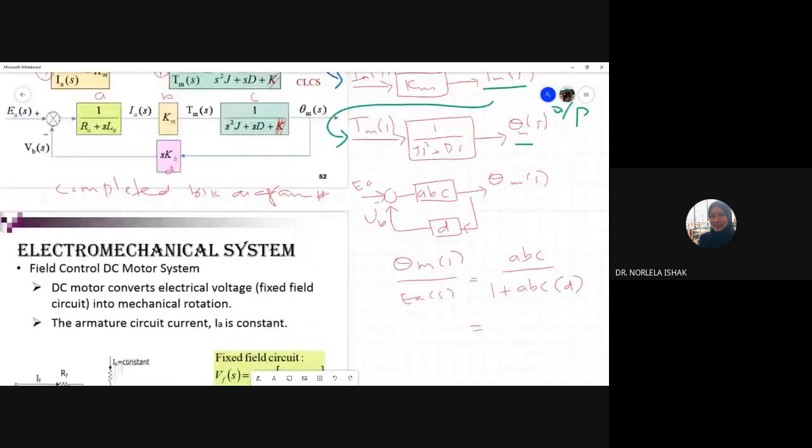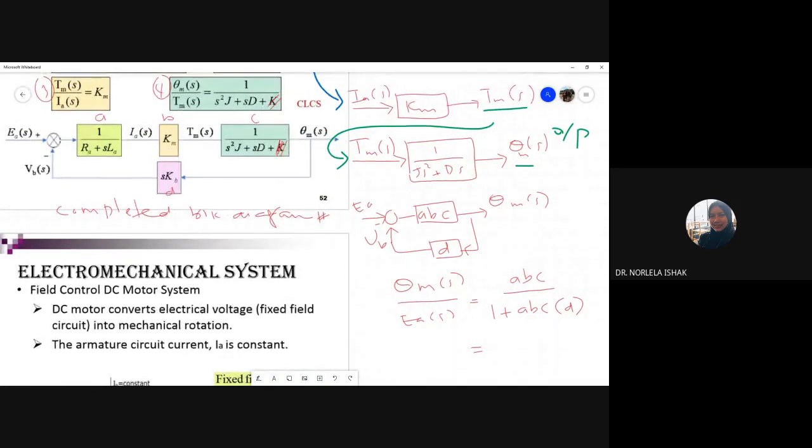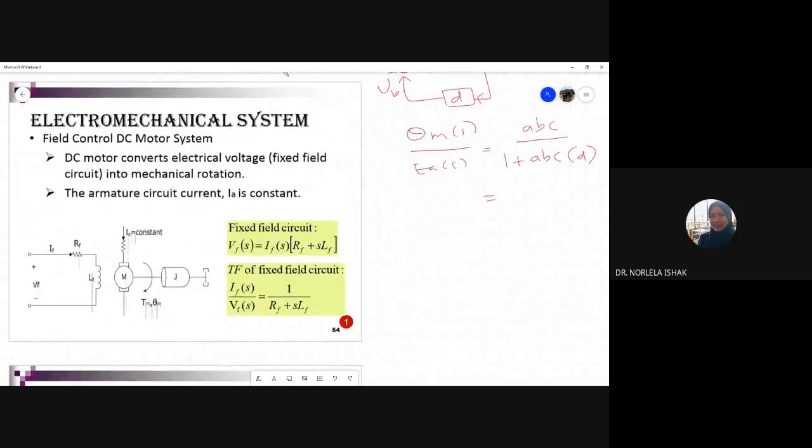That's our first system, or our first case study: the armature control DC motor. The second one is the field control DC motor. This is what the field circuit looks like. We have a field circuit controlling the DC motor, and the load, or the plant, is a rotational mechanical system. This is the damper.